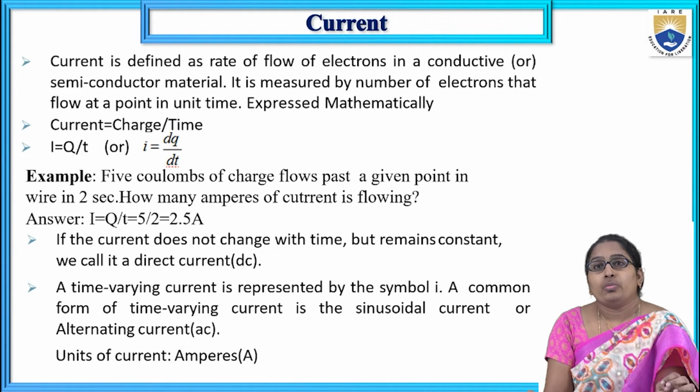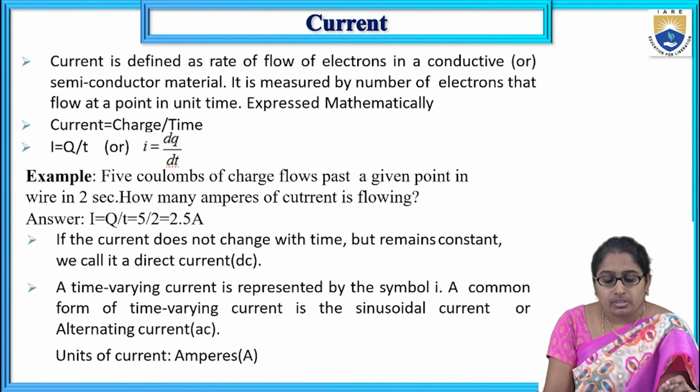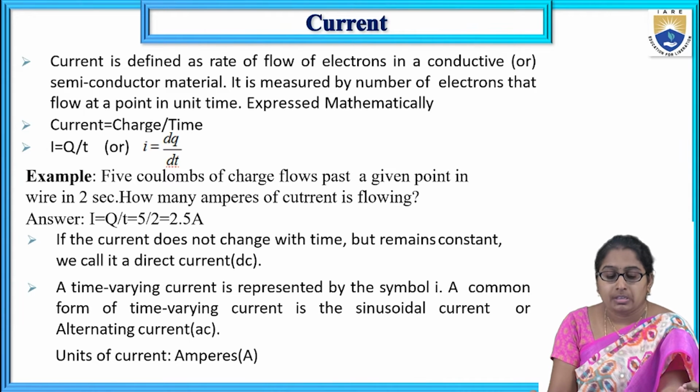Now, what is DC current? What is AC current? DC current means the current doesn't change with time but remains constant. Its magnitude doesn't change with time. It remains constant.